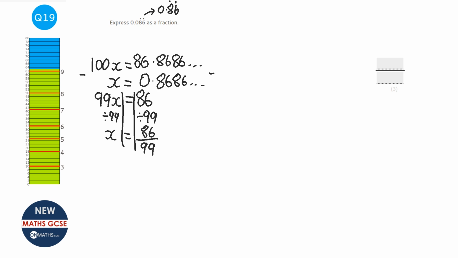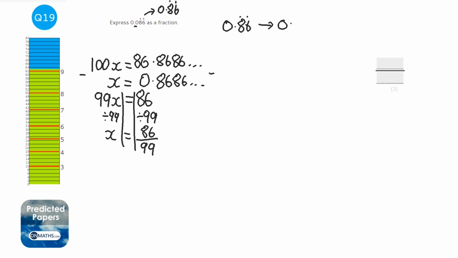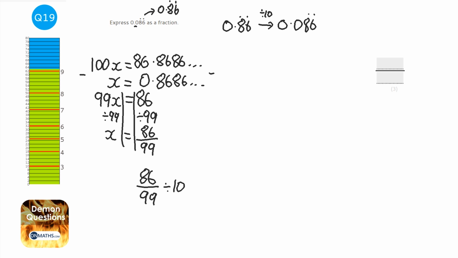Now, I said I'd ignore the 0.0 bit. I'd ignore this bit earlier. Well, I can't ignore it anymore. So how do I get from 0.86 recurring to 0.086 recurring? Well, I'm just going to divide by 10. So what I want to do is I want to do 86 over 99 divided by 10. Now the way I can do that is just times the bottom of the fraction by 10, and that's the same as dividing it by 10.